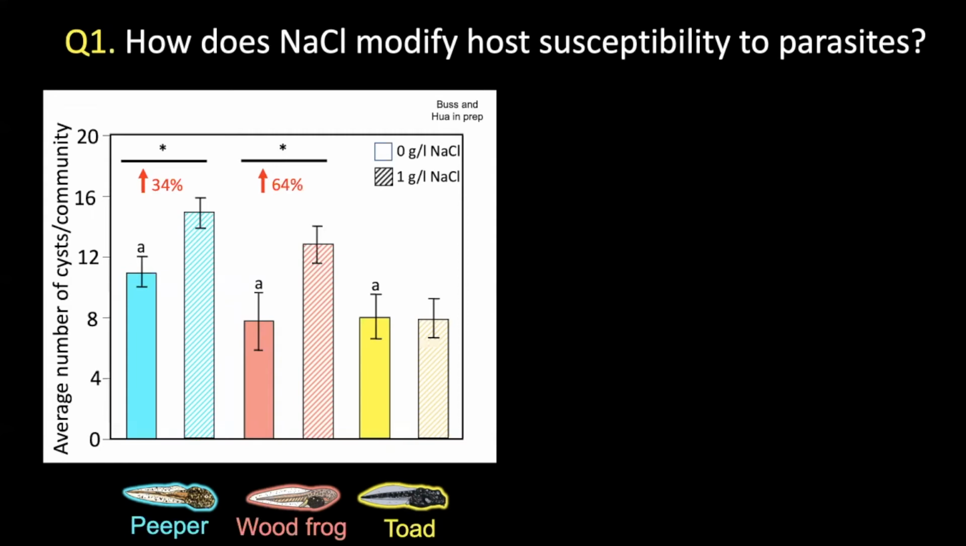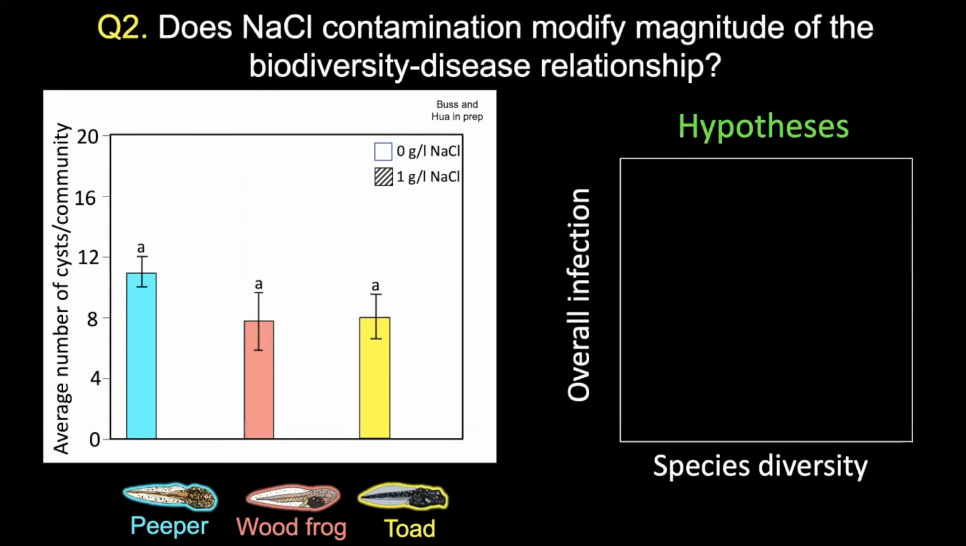So now that we understand how salt can change patterns of host susceptibility to parasites, we can then make predictions about whether salt contamination can modify this relationship between species diversity and infection. So starting in a community in the absence of salt, we found that peepers, wood frogs, and toads all have very similar susceptibilities to the parasite. So in this scenario, there's no one species that can act as a decoy to draw parasites away to reduce overall infection. So we would predict that there's no benefit to increasing species diversity. In the absence of salt, there's no diluter species. With increased species diversity, we would not expect to find a dilution effect.